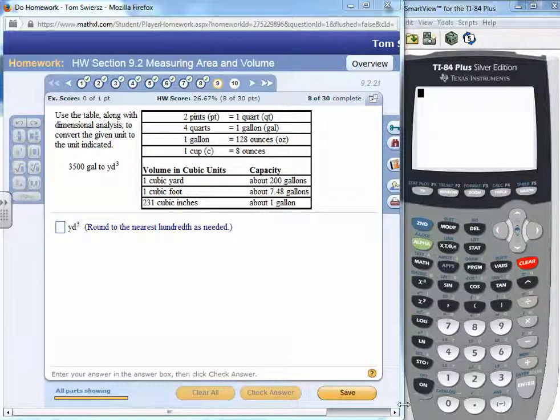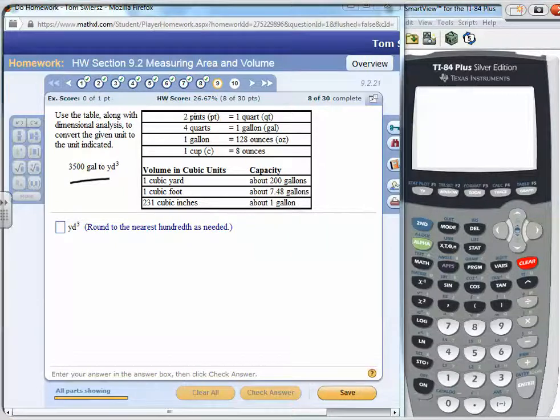Let's do homework exercise number 9 from section 9.2. In this problem we need to convert 3,500 gallons to cubic yards. Notice right here, 1 cubic yard is about 200 gallons, so we can use that conversion.